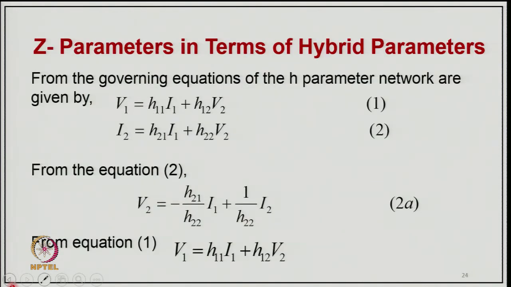Now we can have Z parameters in terms of hybrid parameters. From the governing equations of the H parameter network, we write V1 equal to H11 I1 plus H12 V2, and I2 equal to H21 I1 plus H22 V2. From the second equation we can write V2 equal to minus H21 upon H22 I1 plus 1 upon H22 into I2. From the first equation, V1 equals H11 I1 plus H12 V2, and this V2 value we can keep in this equation.